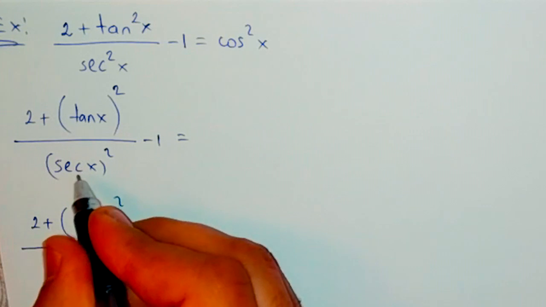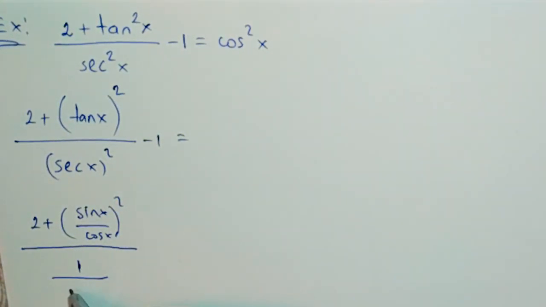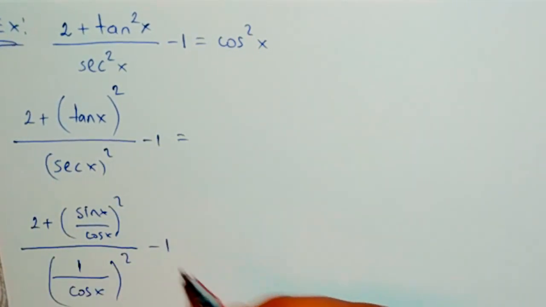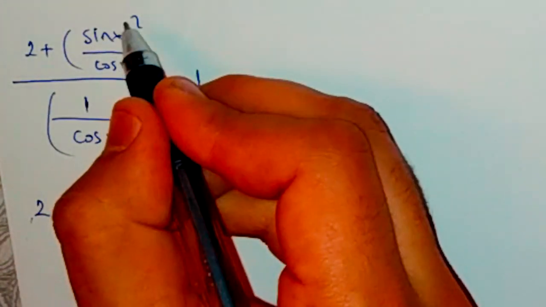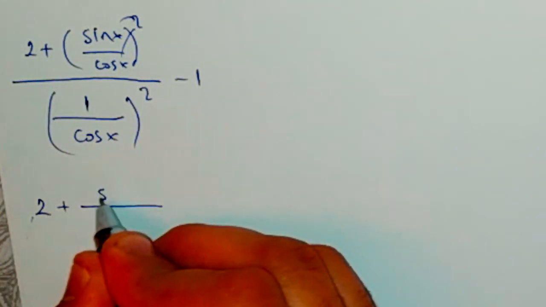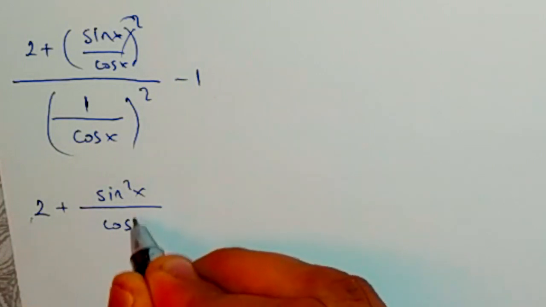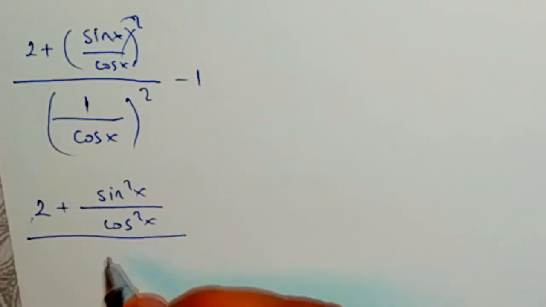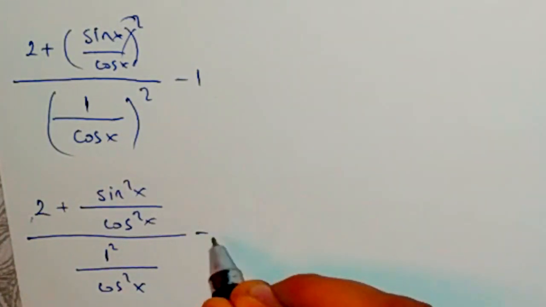So 2 plus, instead of tangent x, now I can write sine x over cosine x with a square. Instead of secant x, I can write 1 over cosine x, squared, minus 1. If we open the bracket, we get sine square x over cosine square x, minus 1.